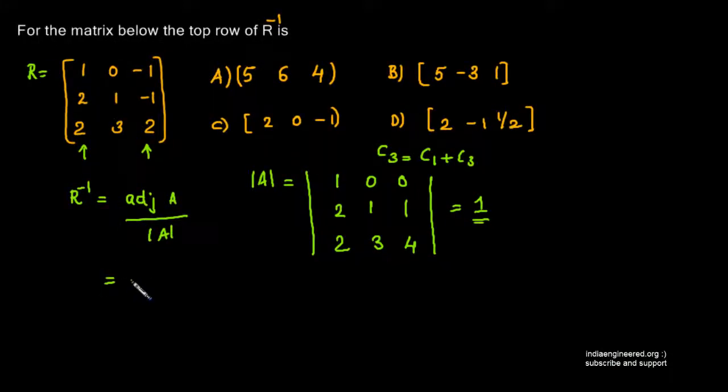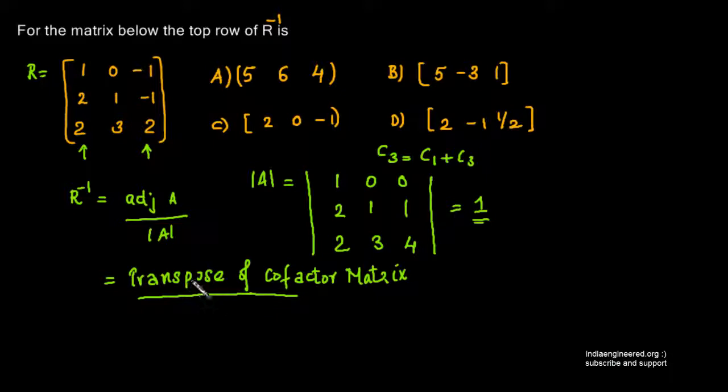Now what is adjoint? Adjoint of a matrix is the transpose of the cofactor matrix. We need to find out the transpose of the cofactor matrix and divide it by the determinant. So this is R inverse. Now how can we find the transpose of the cofactor matrix? First we have to find out the cofactors and then take its transpose.